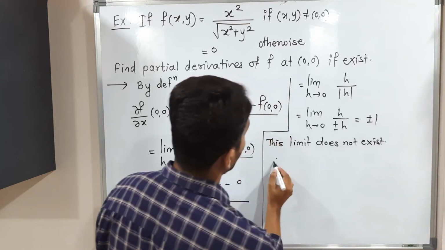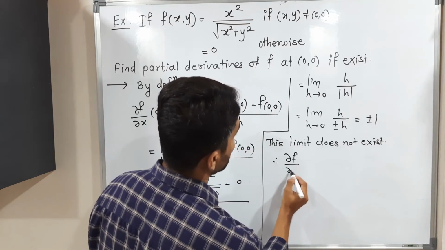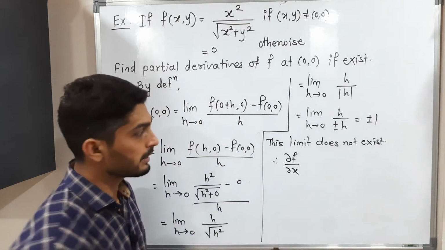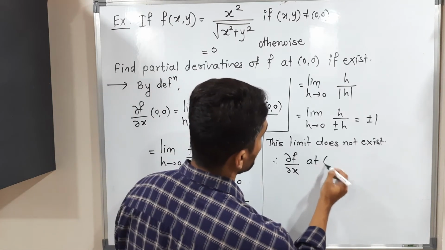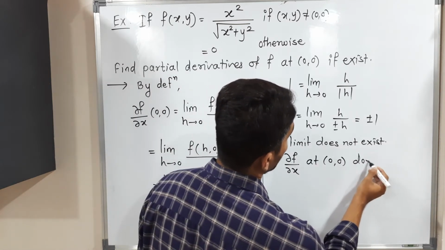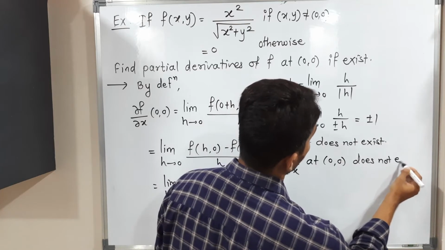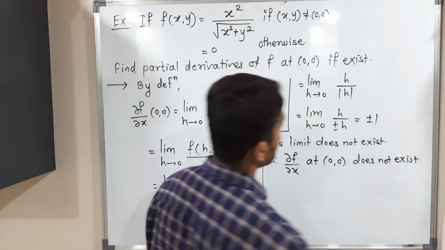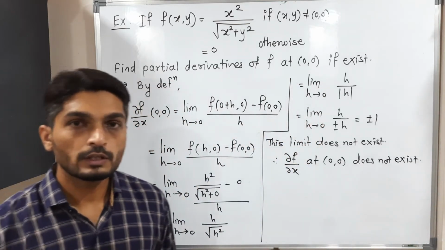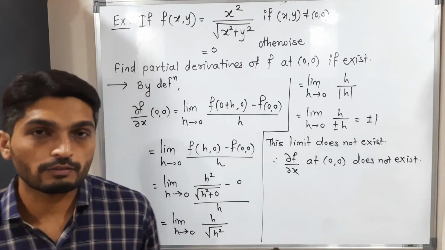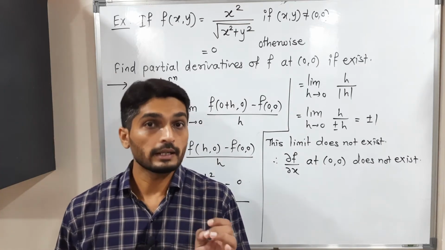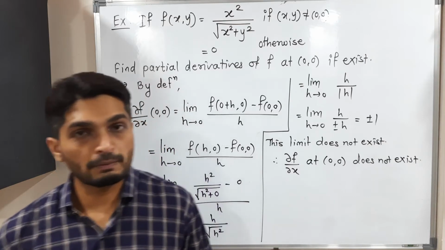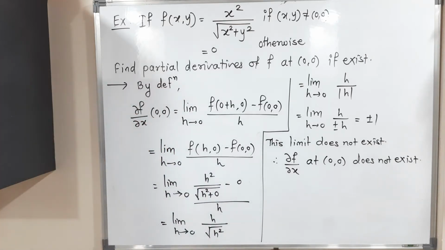So therefore this partial derivative ∂f/∂x at (0, 0) does not exist. Okay, so in this way we proved that this partial derivative does not exist. After that, we will try for ∂f/∂y at (0, 0). But before that I will suggest you to make a screenshot of it and after that we will go further.